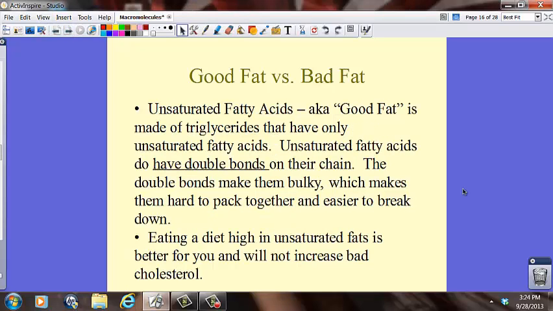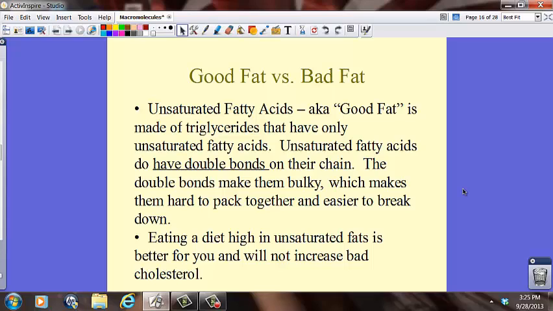Now, the good fat that we call is unsaturated fatty acids. This is when our triglyceride, the fatty acid chain, has double bonds. So, meaning between the carbon and the hydrogen, there are double bonds. And these double bonds make the molecule very bulky, which makes it a little bit easier to break down for us because it's increasing the surface area of the molecule, which allows our different enzymes to go in there and begin to break down. And we get a lot of these unsaturated fats from plants. We get usually saturated from animals, but we get unsaturated from plants.